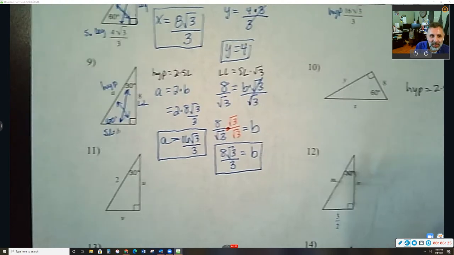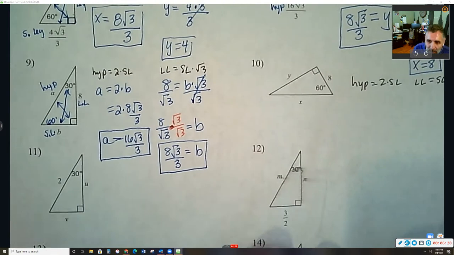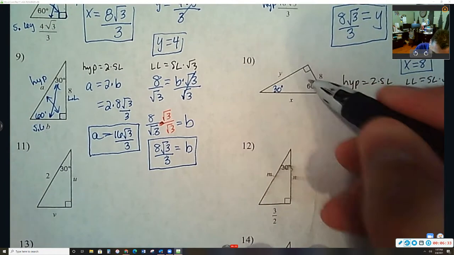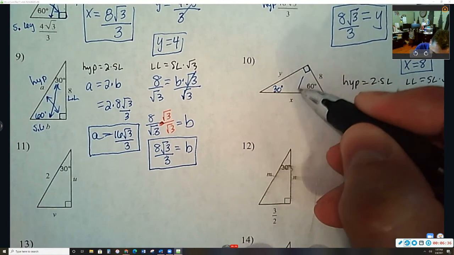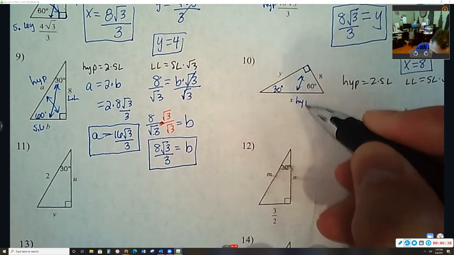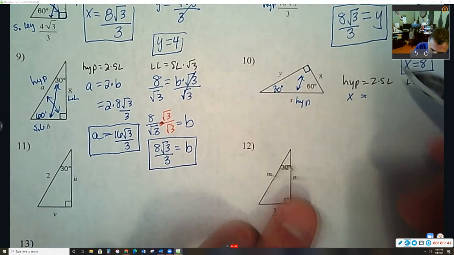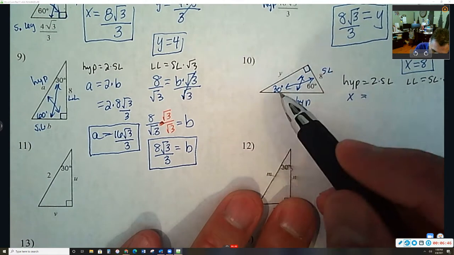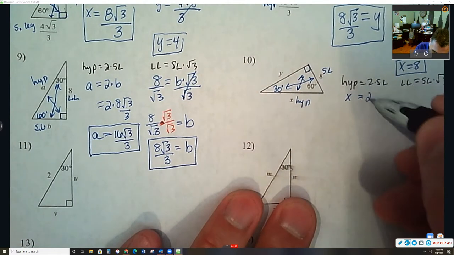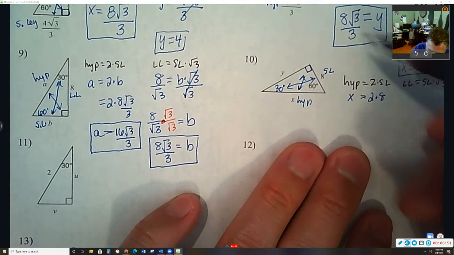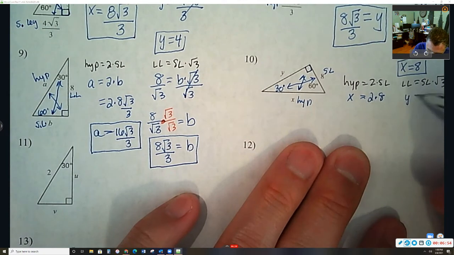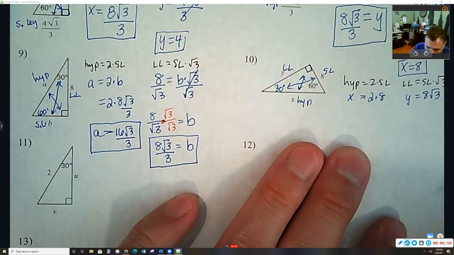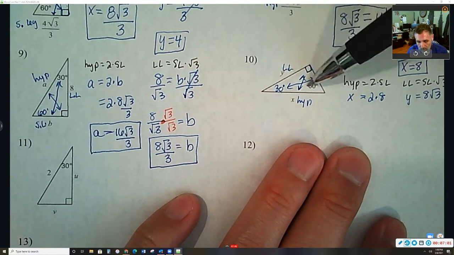So let's go through and do number 10. Okay, again, that's 60, so this one must be 30. I already have my equations written down. So this is the hypotenuse, x. Here's the short leg. How do I know it's the short leg? Because it's across 30 degrees. The short leg is 8. And then the long leg must be y. And again, I know it's the long leg because it's across the 60 degrees.